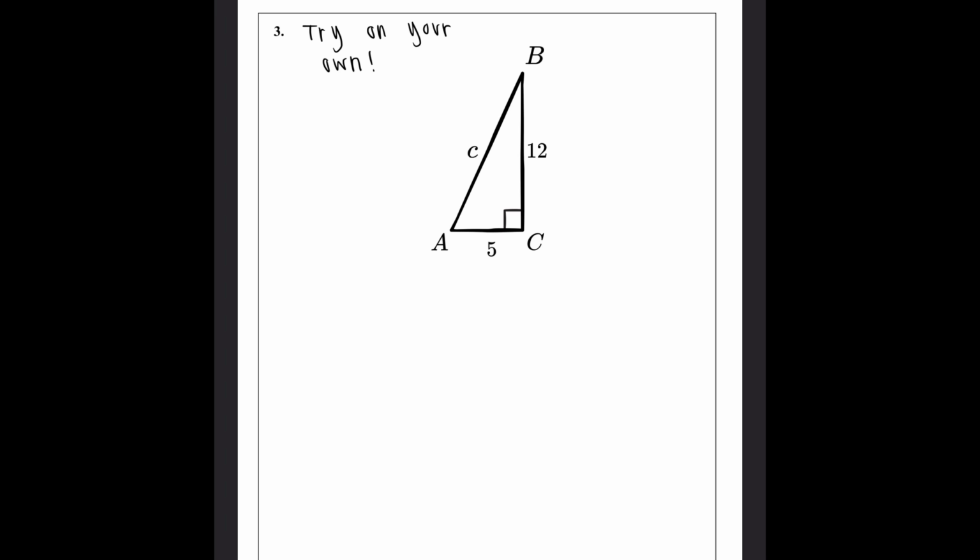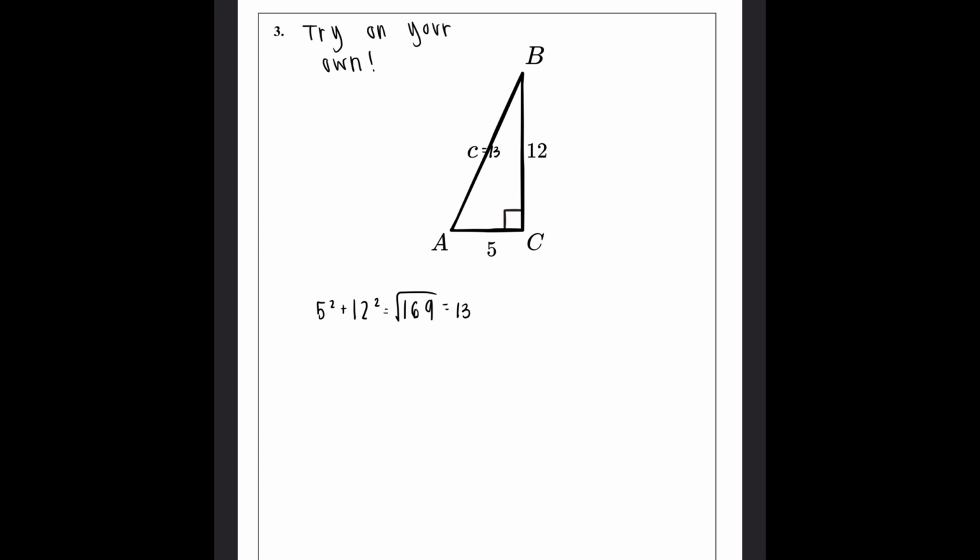So for problem 3, pause the video and try it on your own first. So after you've gotten your answer, let's solve it together. So we know side B and side A, so we can try to find side C using the Pythagorean theorem. So 5 squared plus 12 squared equals 169, and the square root of that is 13. So C equals 13.